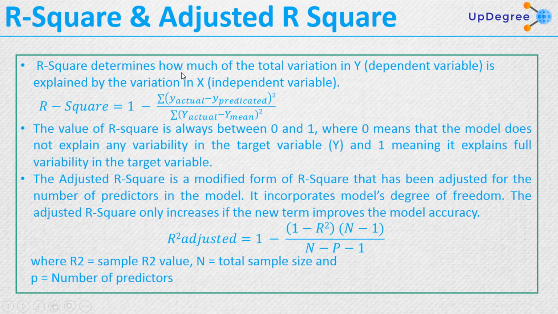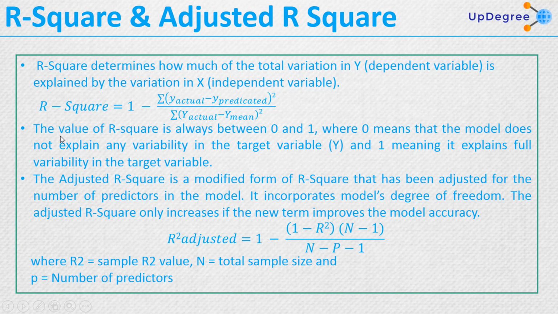R square determines how much of the total variation in y, that is the dependent variable, is explained by the variation in x, that is the independent variable. So R square is equal to 1 minus sigma (y actual minus y predicted) whole square by sigma (y actual minus y mean) whole square. So that is the expression for R square. The value of R square is always in between 0 and 1.